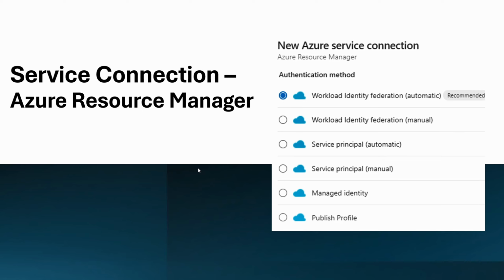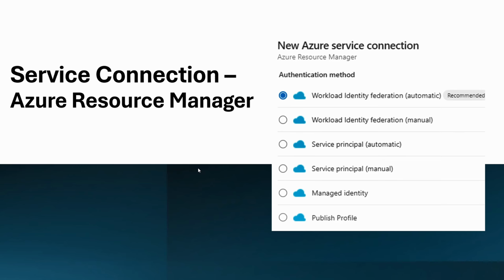The difference between automatic and manual is that in the case of automatic, when you create a service connection, all the configuration as well as the role assignments are done through Azure DevOps portal only. However, in the case of the manual, half of the configuration has to be done on Azure portal and the other half during the creation of service connection.